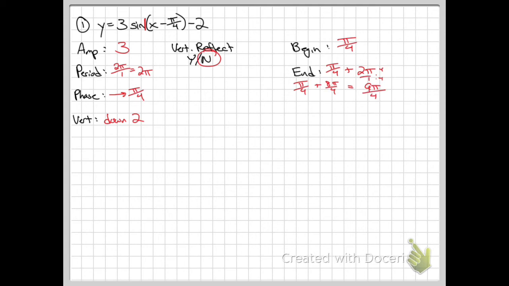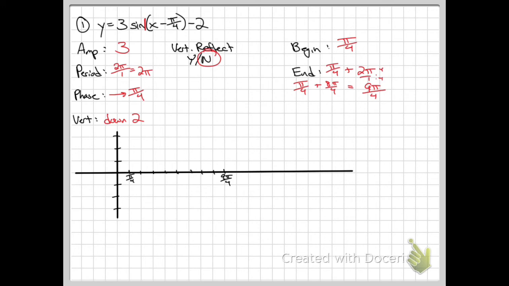So set up some axes. It's all positive, so I don't need a lot of space. Down to probably right here. And then set up our axes based on our beginning and end. They're both over 4, so we'll go pi over 4. That's 1/4, 2/4, 3/4, 4, 5, 6, 7, 8. This would be 9 pi over 4. Count by ones because it's easiest.